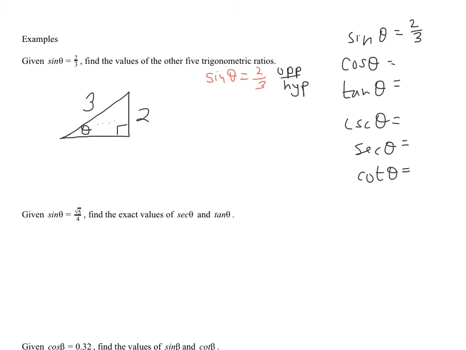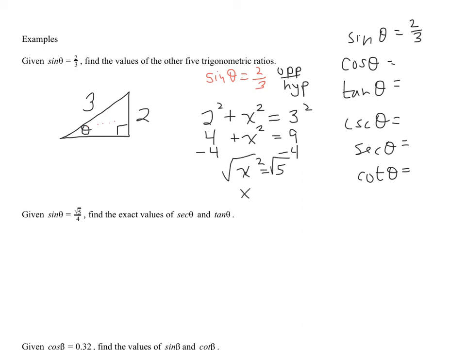I can then find the other side using the Pythagorean Theorem. So 2 squared plus the other side squared, we'll call it x for now, equals the hypotenuse squared. So that's 4 plus x squared equals 9. I'll subtract 4, so x squared will equal 5, and then I would take the square root. So x, which is this unknown side, is the square root of 5.